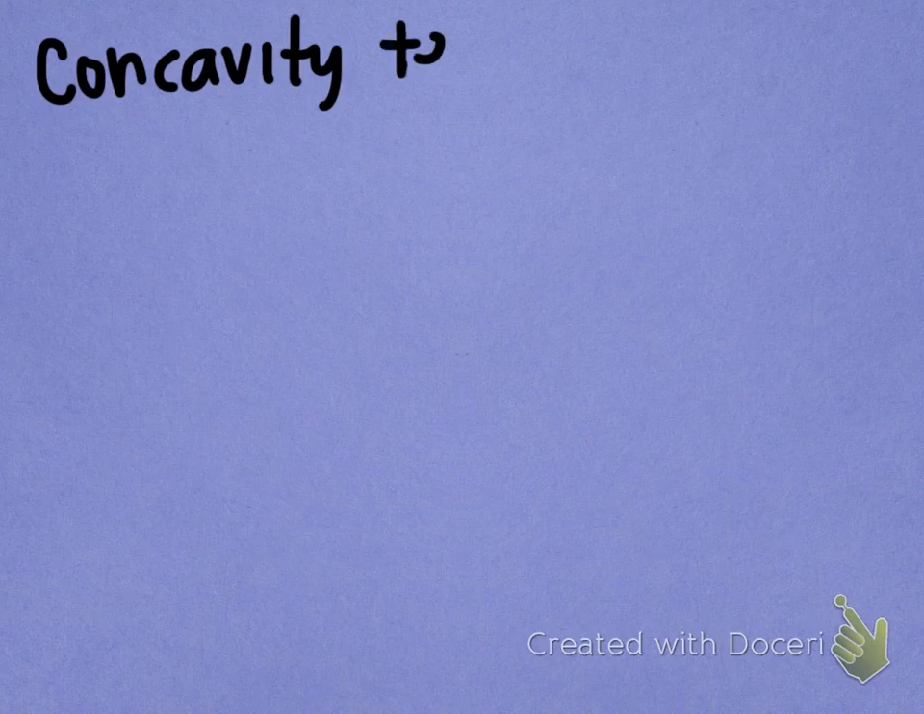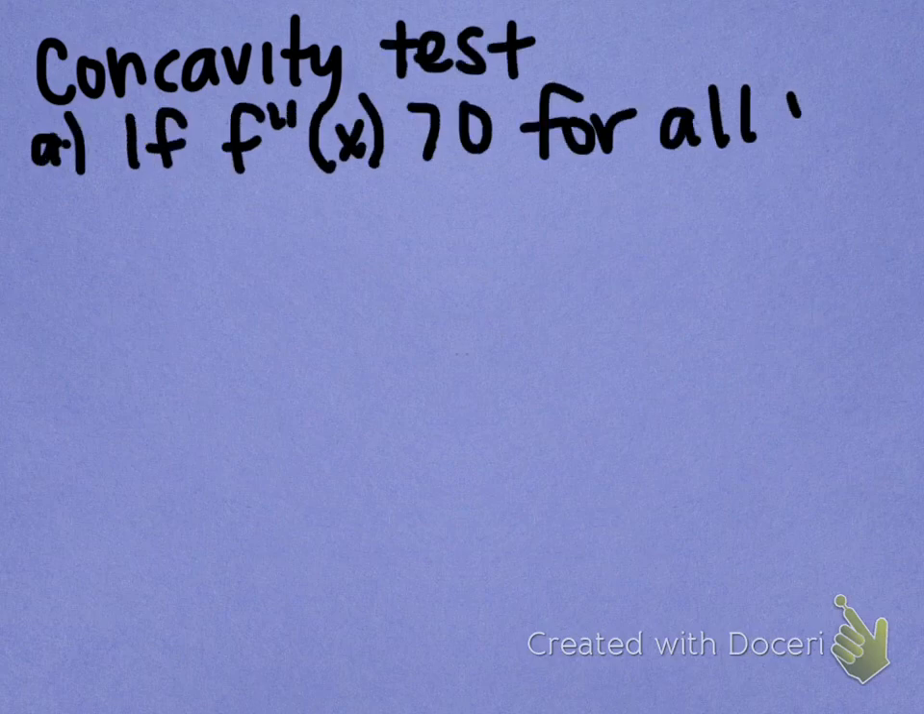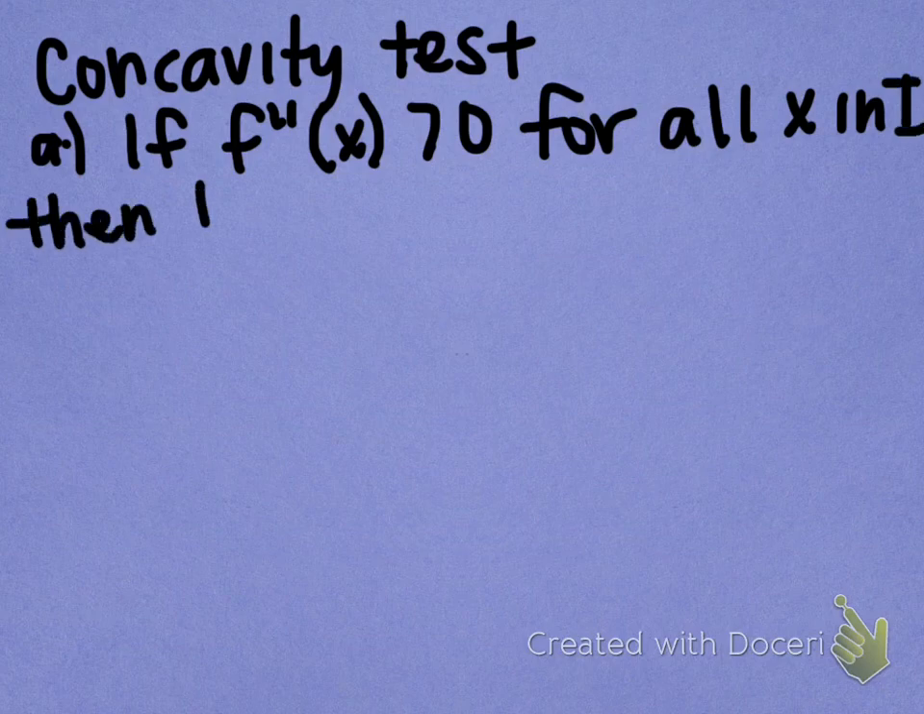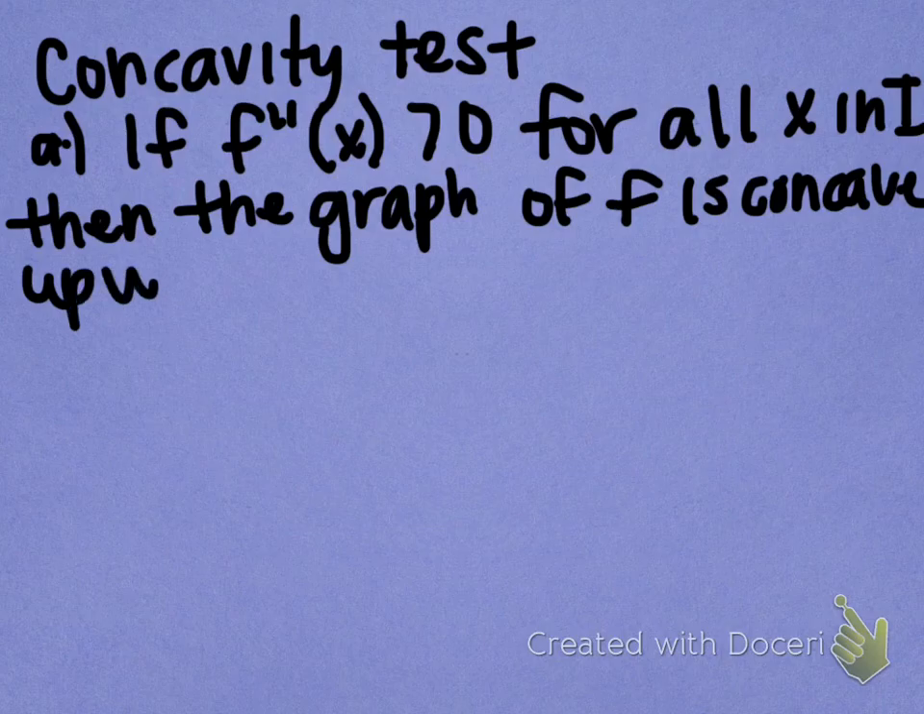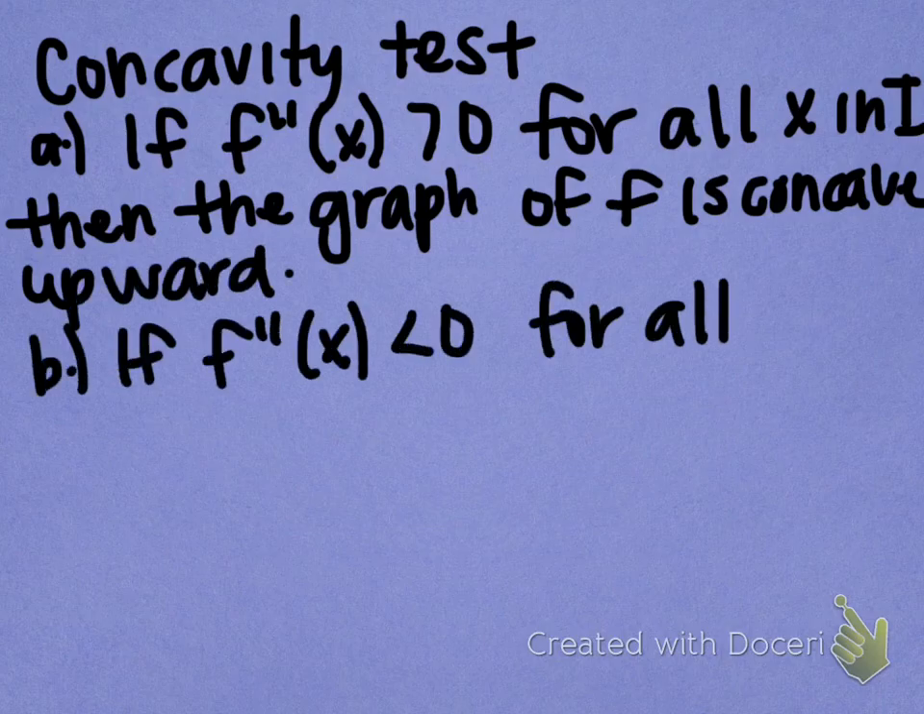Well, we have a concavity test. If the second derivative is greater than 0 for all x in I, then the graph is concave upward on I. If f double prime of x is less than 0 for all x in I, then the graph of f is concave downward on I.